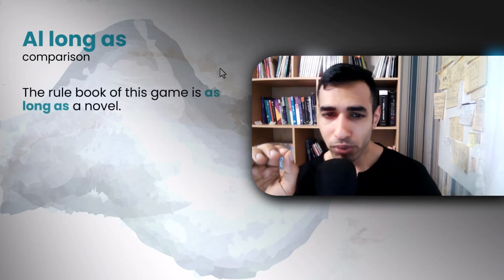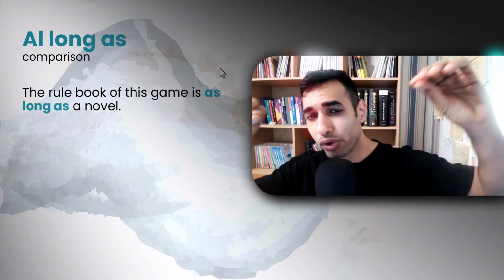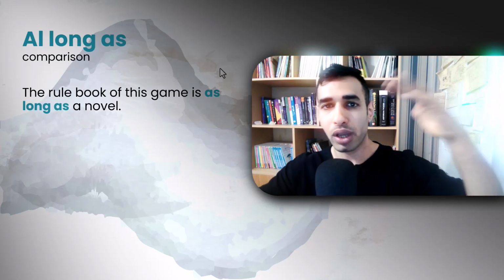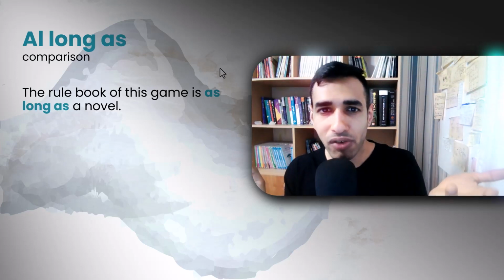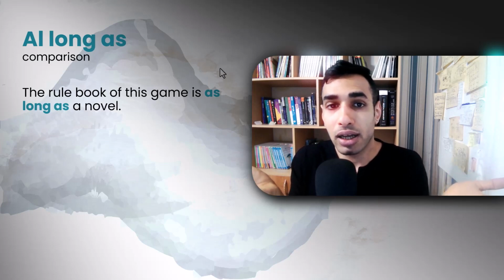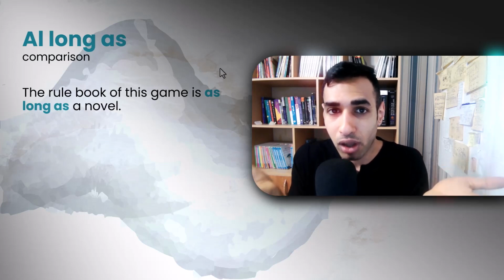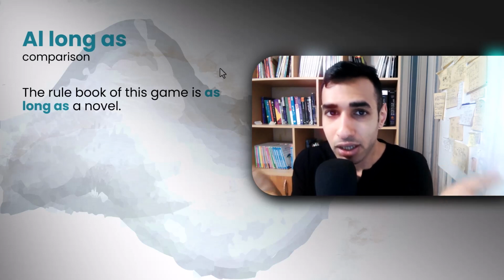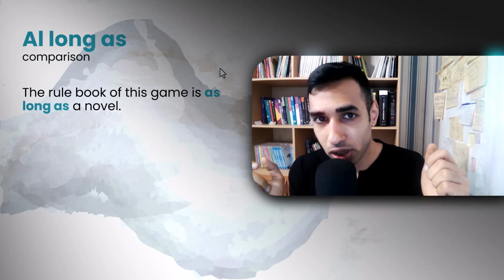Here, the rule book of this game is as long as a novel. We are comparing the rule book of a game with a novel, and they are as long as each other. They're both long, the same as each other. So they are as long as each other.